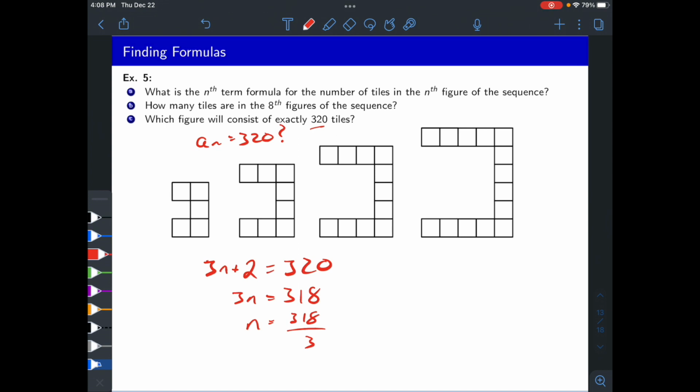What's that equal to? Well, this is the same as 300 plus 18. If we divide both of those by 3, we would get 100 plus 6. So n would be equal to 106. So a sub 106, in other words, would equal 320. So figure number 106 will have exactly 320 tiles.